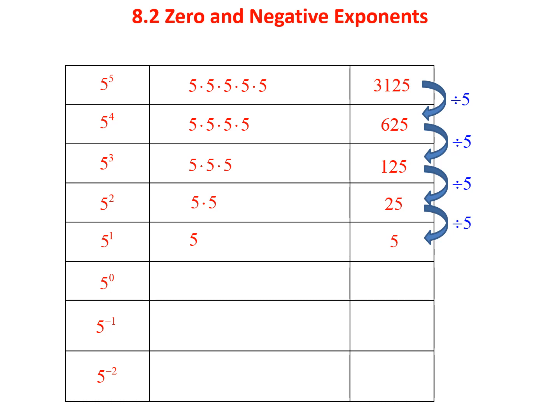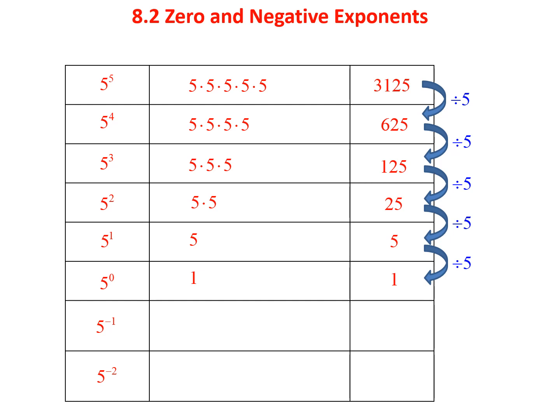What happens if we continue the pattern? What is 5 divided by 5? It is 1. In other words, 5 to the 0 power is 1. And one thing we're going to learn in a moment is any number to the 0 power is 1.